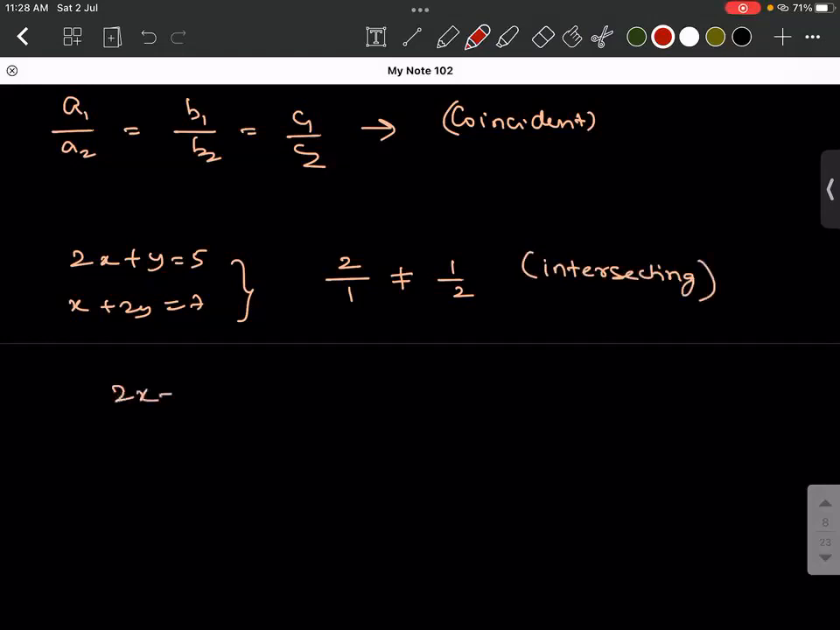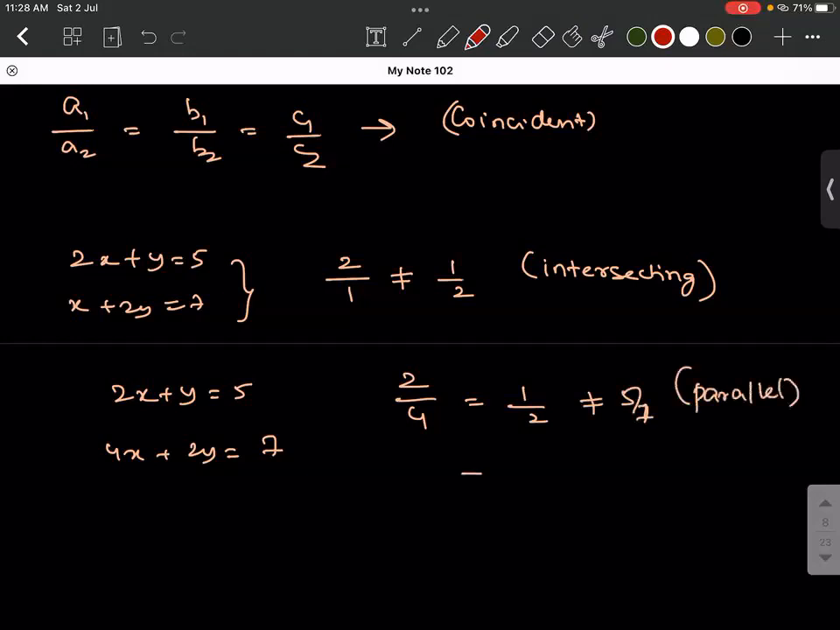Whereas if I have 2x plus y is equal to 5 and 4x plus 2y is equal to 7, then a1 by a2, 2 by 4, is equal to b1 by b2, which is 1 by 2, but it's not equal to 5 by 7. So they are parallel lines. This is one parallel line, other parallel line. They will never intersect. That is why you say parallel lines have no solution.